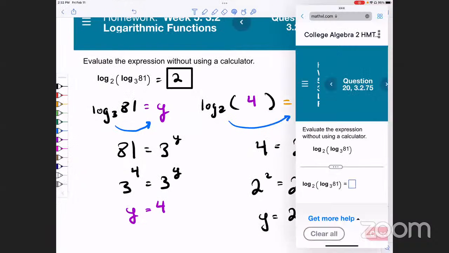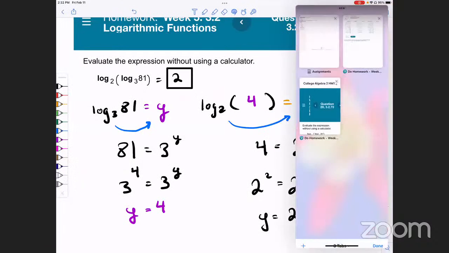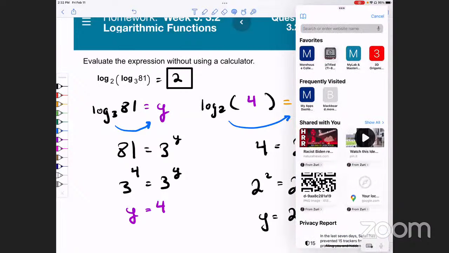Not that one. How do I pull up this one? Is it even there? It must have been. This one.